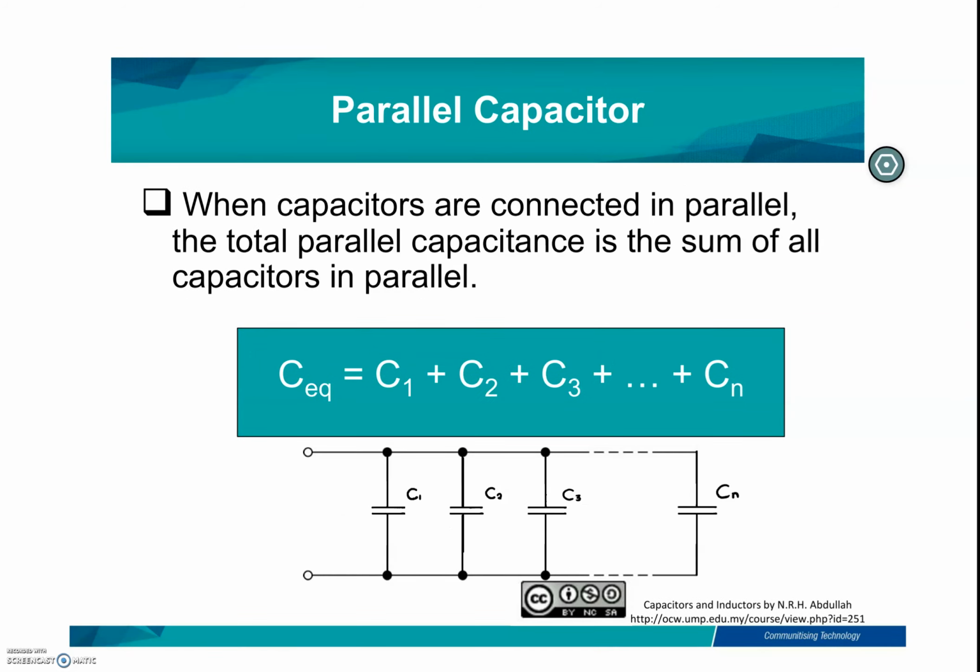So the series capacitor is similar to a parallel resistor. For the parallel capacitor, where capacitors are connected in parallel, the total capacitance is the sum of all the capacitors. So C equivalent is equal to C1 plus C2 plus C3 until plus Cn. So the parallel capacitor is similar to a series resistor.